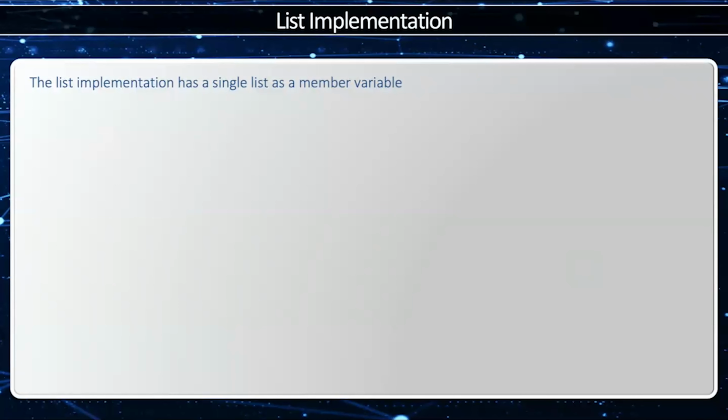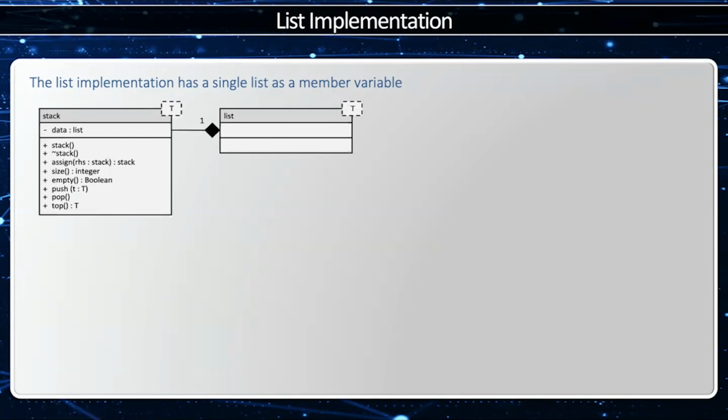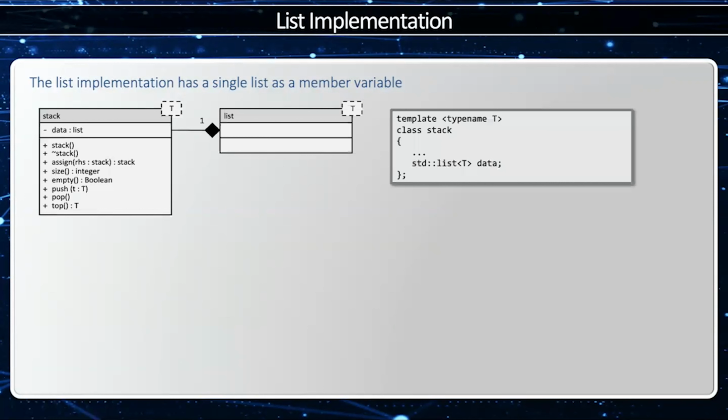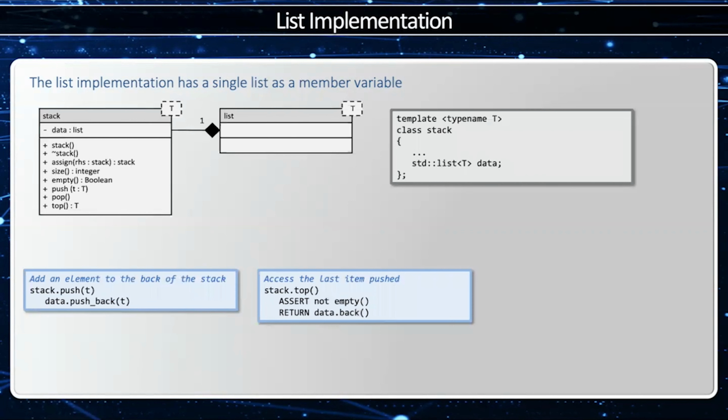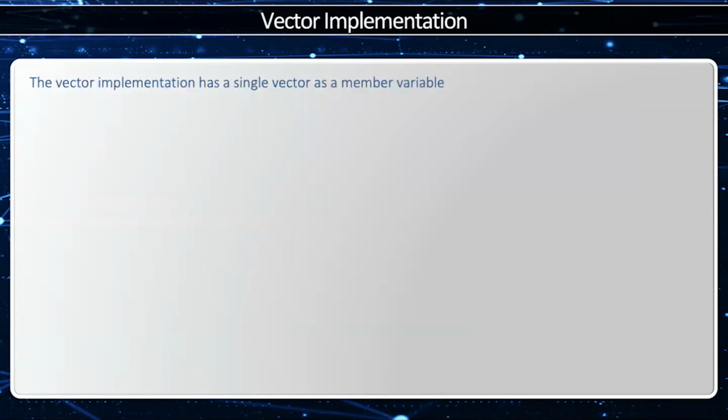The list implementation option will have a single member variable, and that member variable will be a list. So the declaration will be std::list of T, which is my only template parameter. We'll just call that data. The pseudocode to push is I'm going to call list push_back. The pseudocode for top is I'm going to call list back. And finally, the pseudocode for pop is going to call list pop_back. In other words, the list is going to do all the heavy lifting for us for our stack implementation.